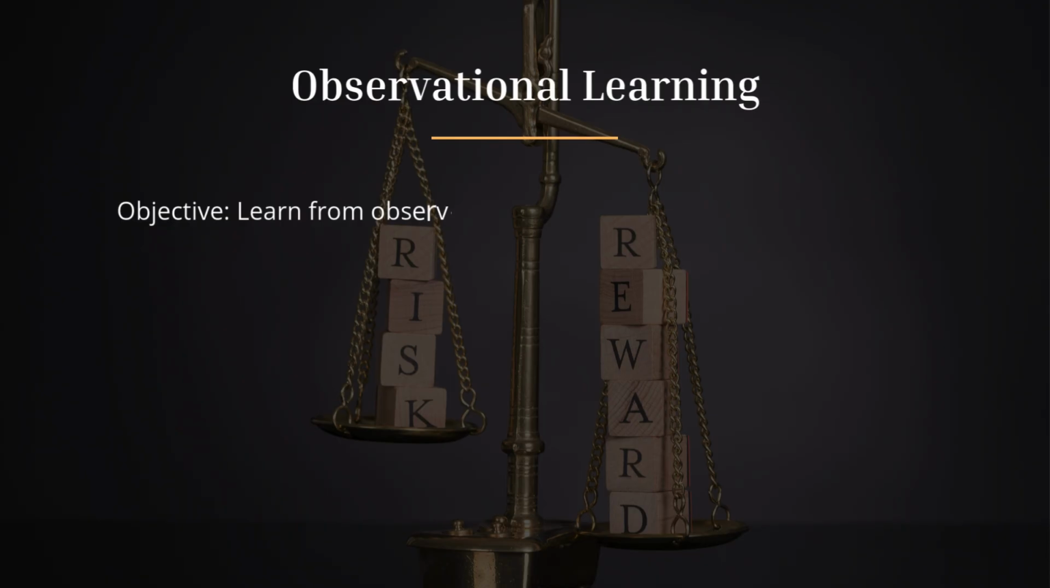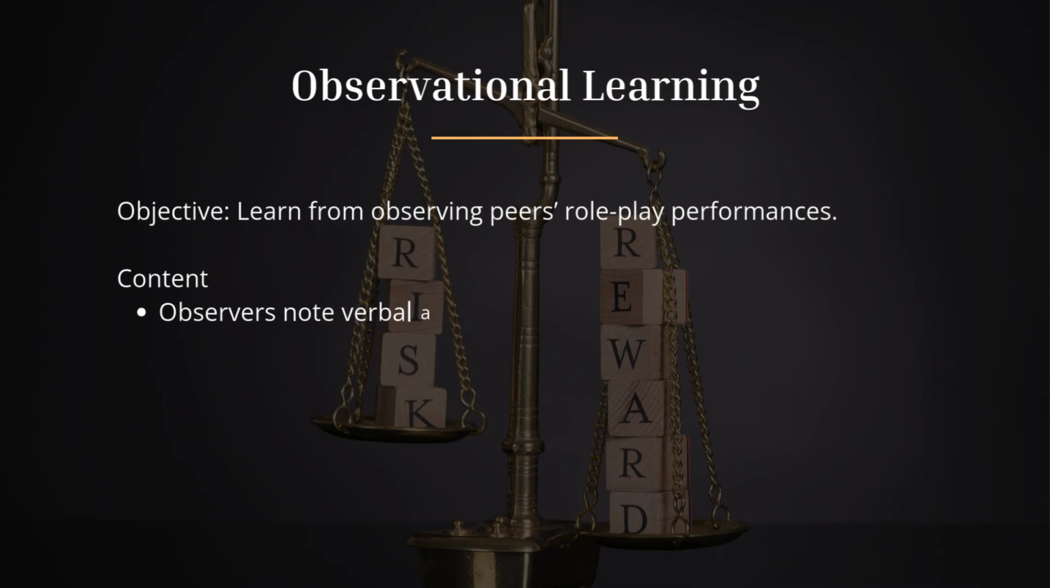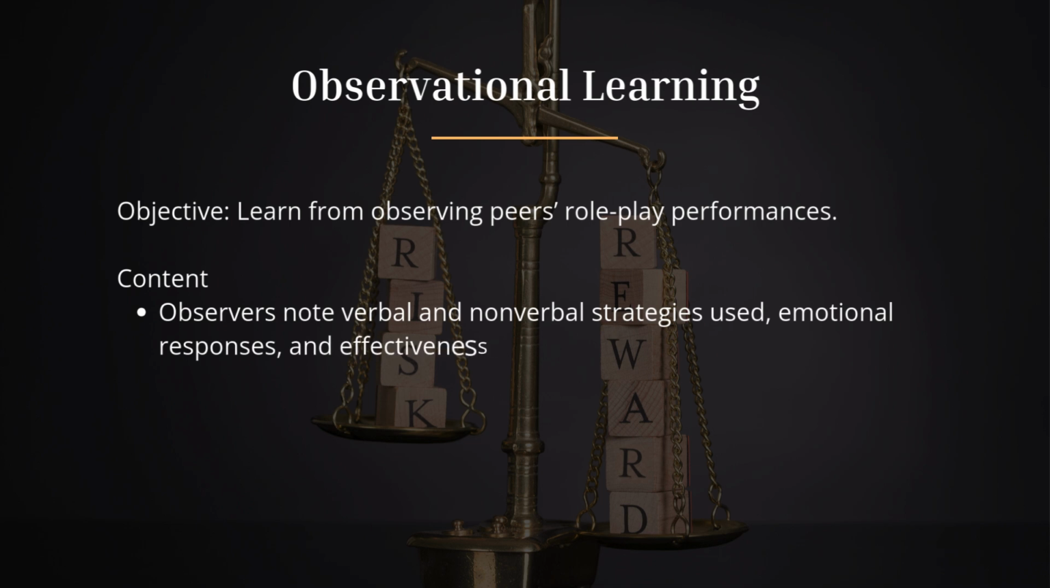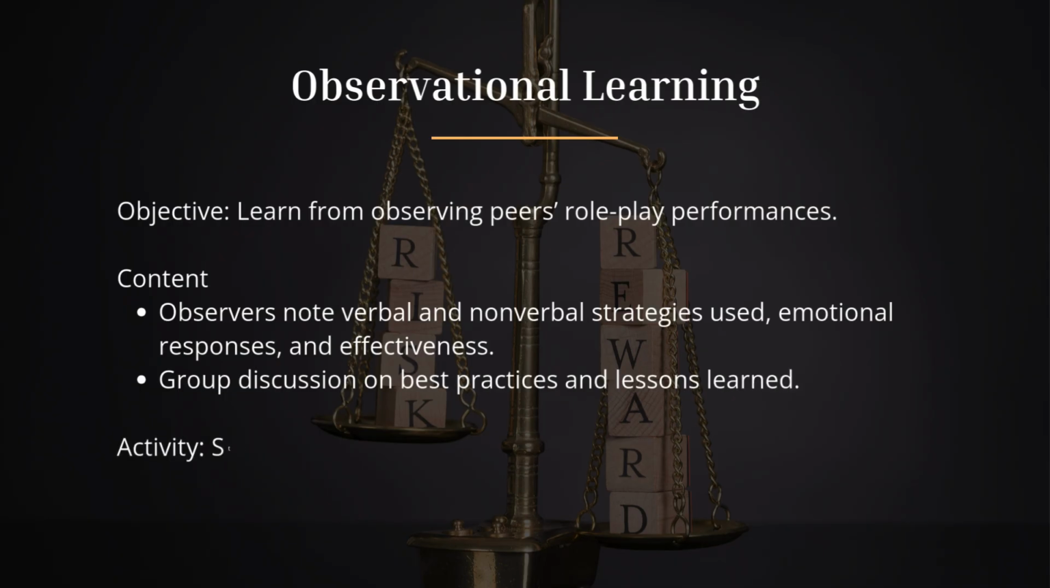Observational learning. Objective: learn from observing peers' role-play performances. Content: observers note verbal and non-verbal strategies used, emotional responses, and effectiveness. Group discussion on best practices and lessons learned. Activity: students watch two pairs and provide observations, discussing what strategies worked well and why.